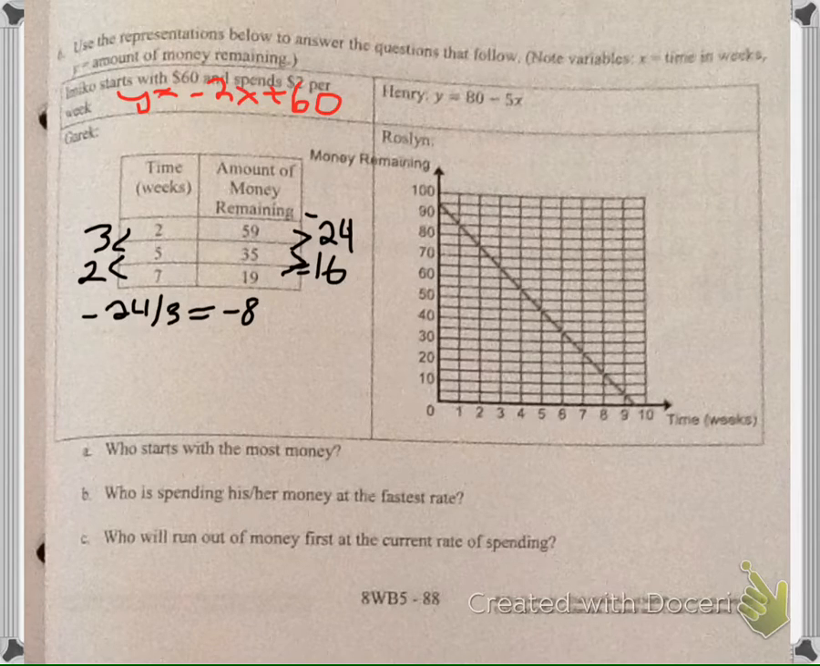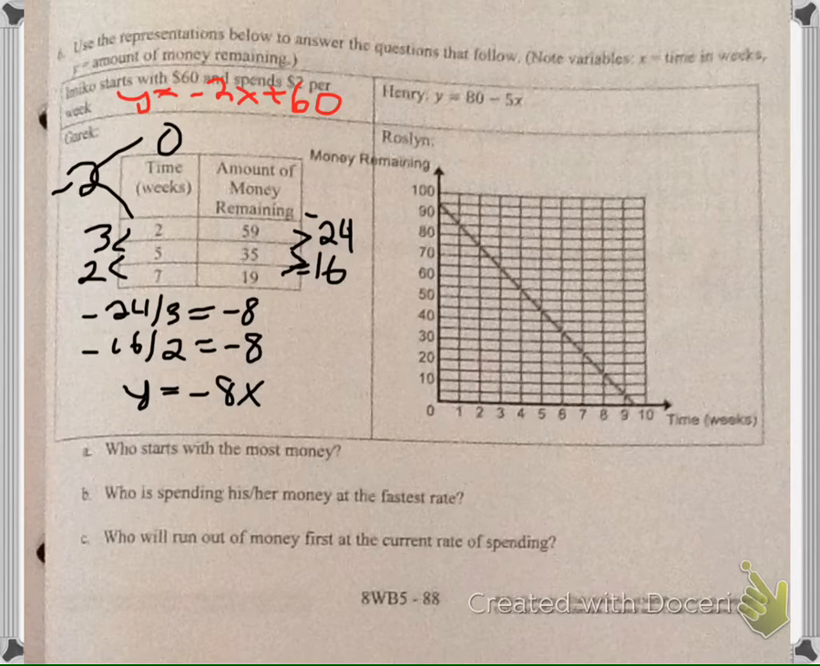And then negative 16 divided by 2 is also negative 8. So his equation is y equals negative 8x. Now to work backwards, to get to 0, I have to subtract 2. And so if I'm going back 2 over here, that means I need to double my slope and go add 16 here. So I'm going to add 16. 59 plus 16 is 75.